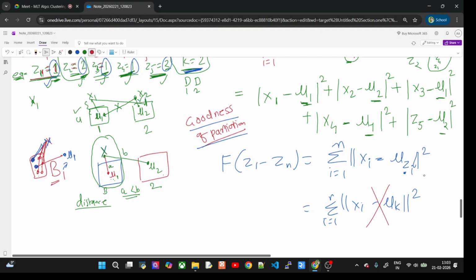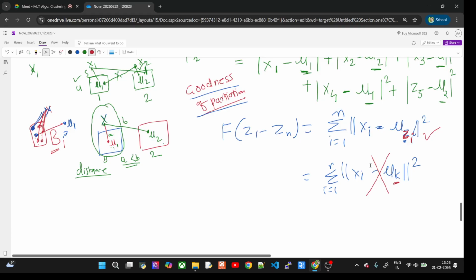This is the correct one, because it's not k, it's zi. It gives you the value of k, but you cannot simply take k and put k equal to 1 to 2 and then mu k, like mu 1, mu 2, mu 3, mu 4, mu 5. It's not going like this.